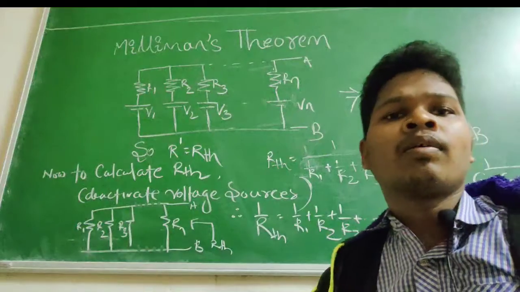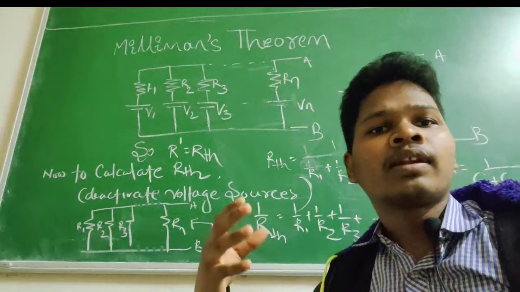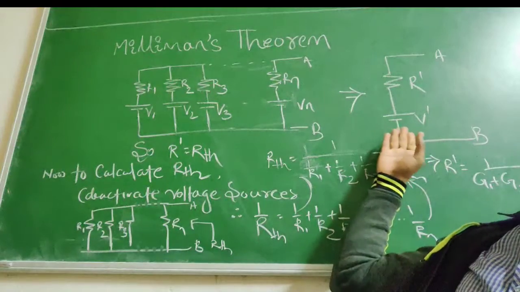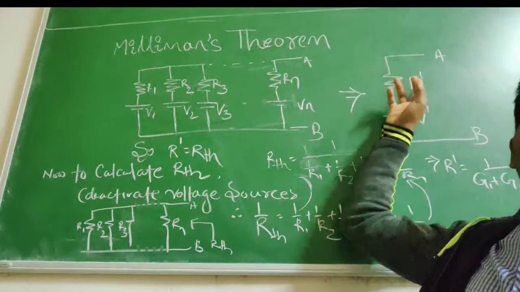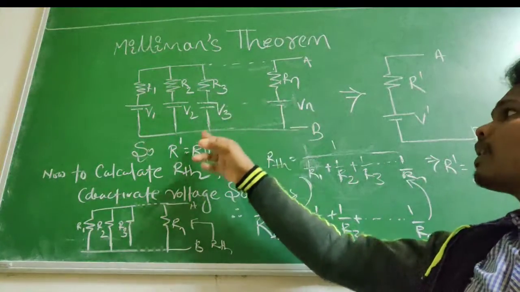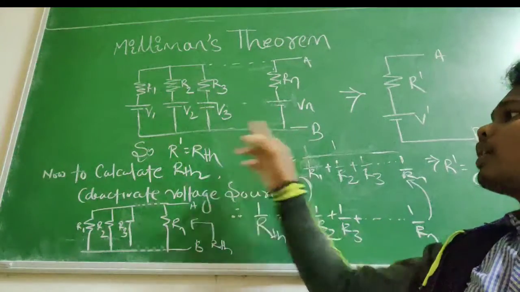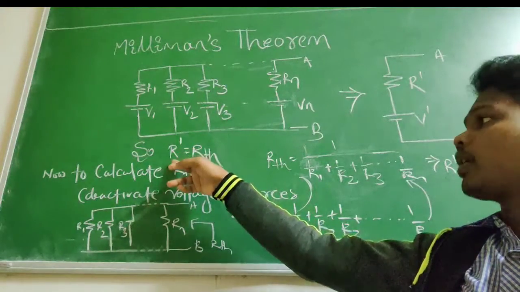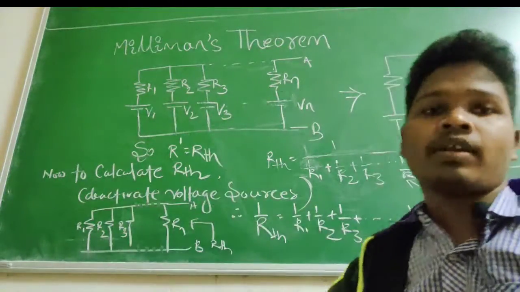So first, what do we need to calculate? We need to calculate the equivalent resistance and then the equivalent voltage source. Then only can we conclude with this figure. Here, this R dash is your Thevenin's resistance or equivalent resistance across point A and point B. So this is your RTH and this is your R dash, which are the same. Let's see how it gets calculated from this network.